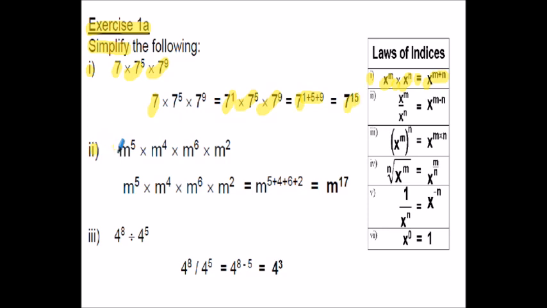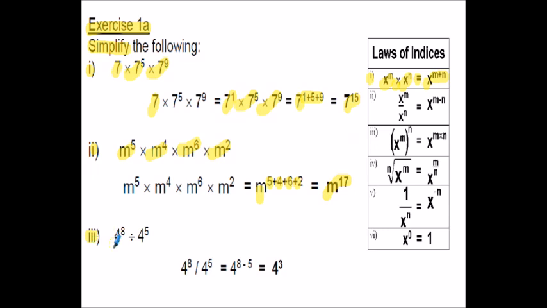Part 2, we're given an expression here, m to the 5 times m to the 4 times m to the 6 times m to the 2, and the base here is m. So again, the first law of indices applies, so that becomes m to the 5 plus 4 plus 6 plus 2, that's m to the 17.